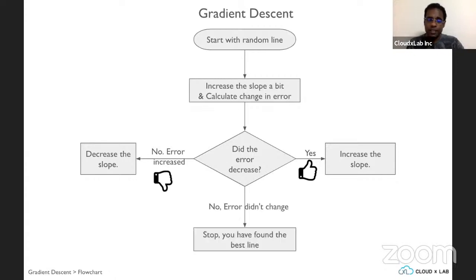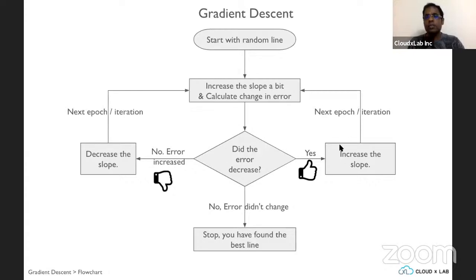And if the error didn't change, then it says, yeah, this is your best fit. Live with it. This is the best thing we have, we can't go further than this. And this keeps on going. This cycle is called an epoch. It's one cycle where you make an estimate, change one of the parameters like the slope, and feed that back. That entire iteration is called an epoch.